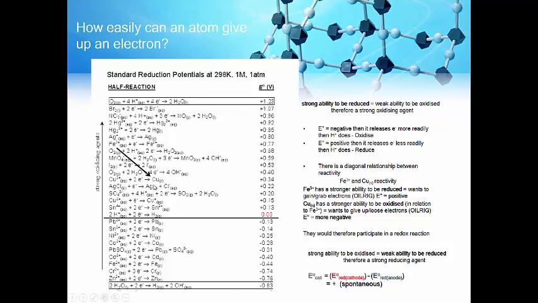So Fe3+ and Ag solid will not have a reaction. Fe3+ and MnO2 will have a reaction. We're looking for something on the left hand side reacting with something on the right hand side in a downwards diagonal relationship.